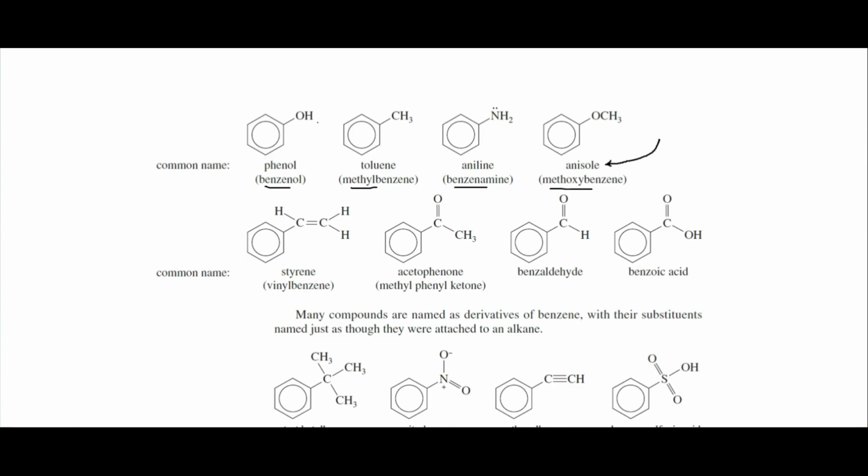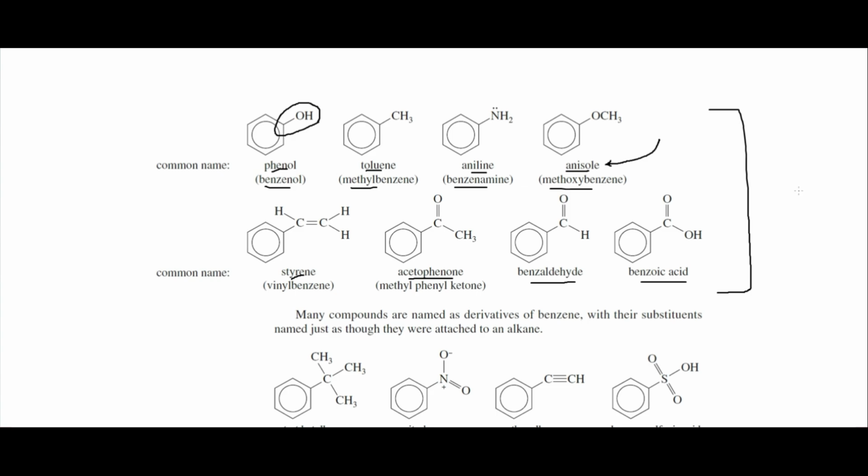So if we have an alcohol coming off of our aromatic ring, then it's a phenol. If it's just a methyl group, it's toluene. If it's an amine group, it's aniline. If it's this methoxy group, then it's anisole. Similarly, if we have this vinyl group, then it's styrene. If we have this acetyl group, then it's acetophenone, and then this one is benzaldehyde and benzoic acid. So these are some very common benzene derivatives that show up quite often in an organic chemistry lab.